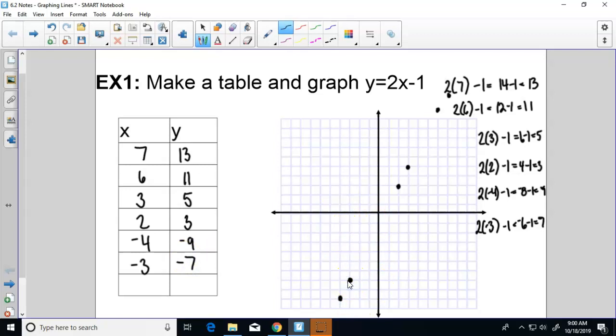One number I always like to use is 0 because sometimes that gives us important information. So 2 times 0 minus 1 would be 0 minus 1, which is negative 1. Very good. So 0, negative 1.